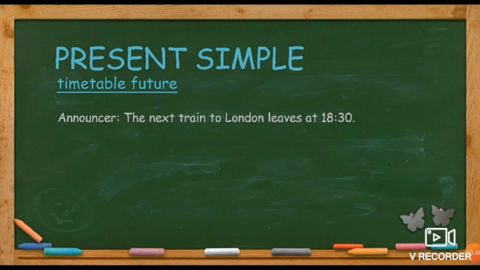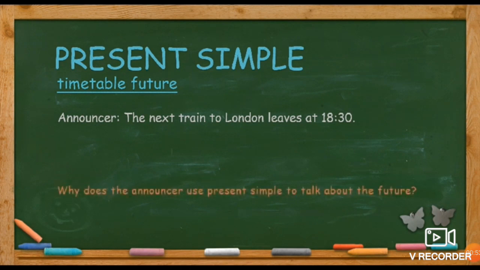In this sentence, the announcer at a station says the next train to London leaves at 18:30. Why does the announcer use present simple to talk about the future? Because the future event is on a timetable or schedule.